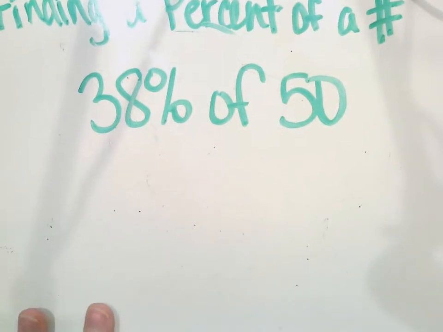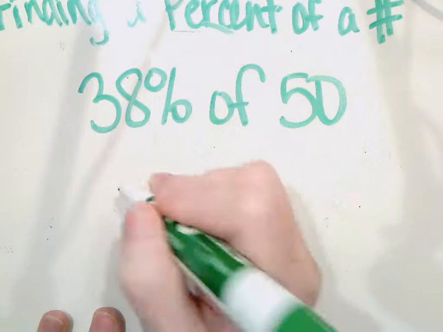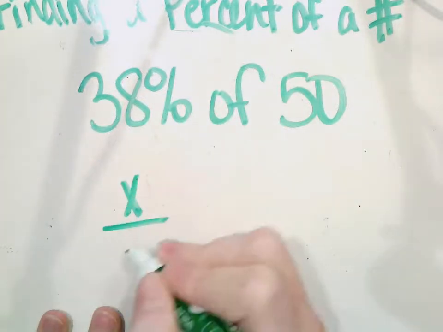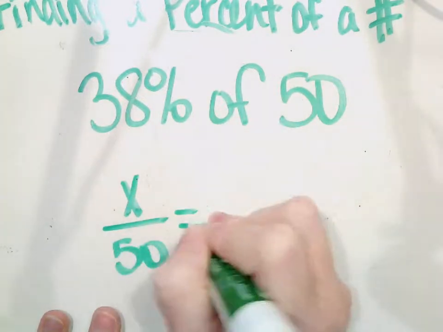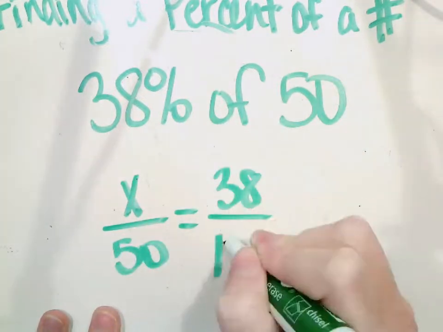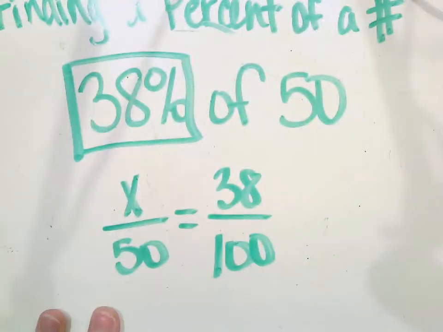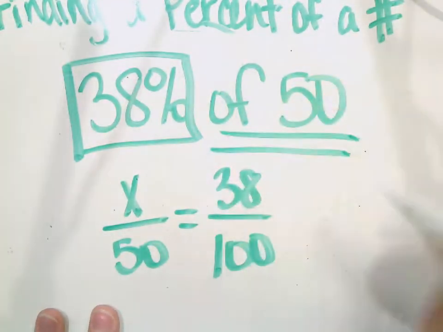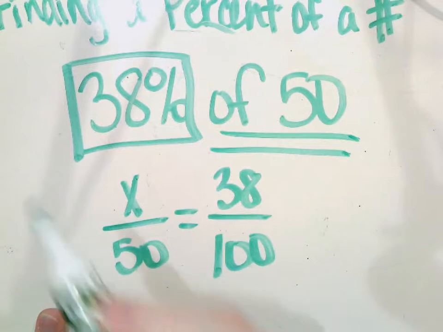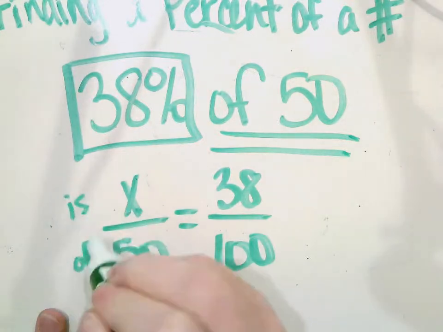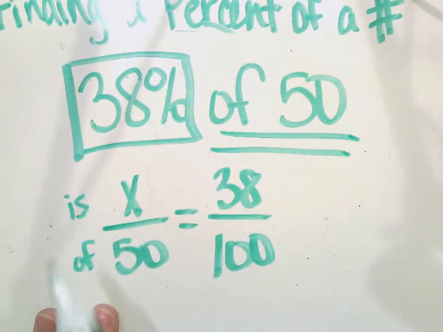What you should have set up is x out of 50 equals 38 out of 100. Once again, this is its own fraction, 38%. Those give you those two numbers. Of 50. This was your "is" over your "of." It's always the same setup. "Is" over "of" every single time.